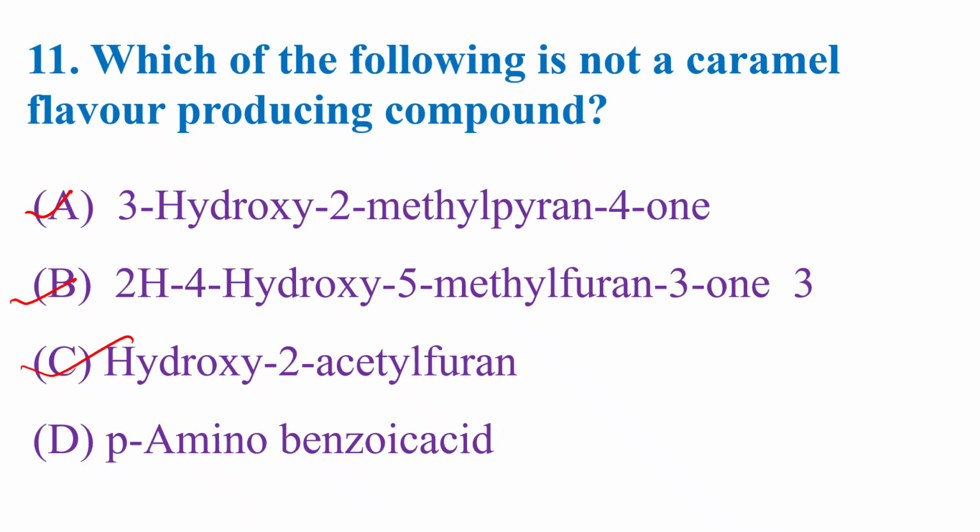But option D, that is para-aminobenzoic acid. It is actually an aromatic amino acid derivative and not a caramel flavor compound. So it does not form during caramelization, and it is commonly known for vitamin-related and chemical uses, and does not contribute to the caramel flavor. So over here my correct option will be option D, since they have asked for the compound that is not a caramel compound.